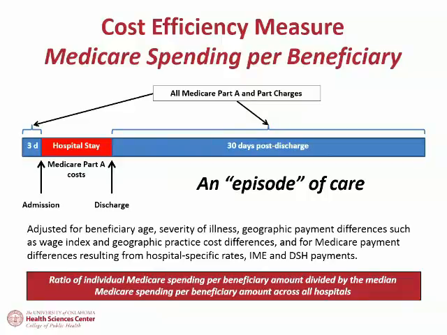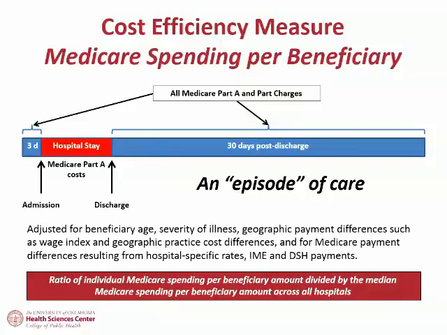Medicare rolls up all of the costs, including inpatient care, outpatient care, drugs, rehabilitation, skilled nursing, anything Medicare pays for, rolls all those costs up, calculates what the expected cost for that patient is based on their severity of illness for that episode of heart failure care. And if your costs are above the expected cost, then Medicare reduces payment to the hospital.